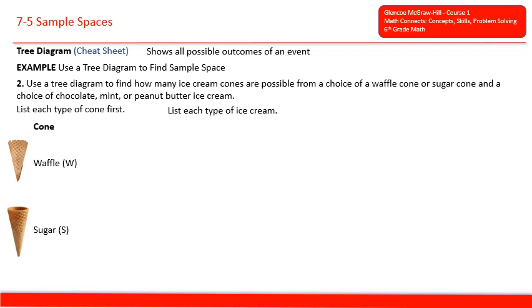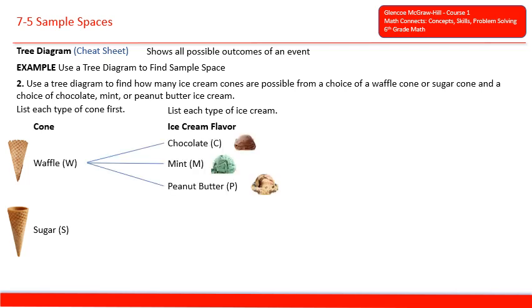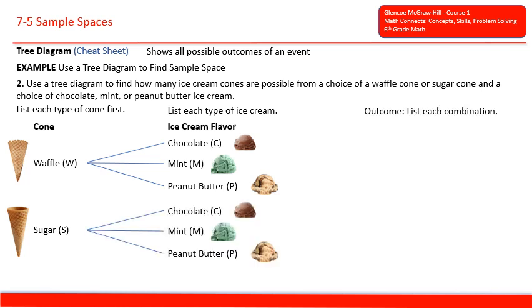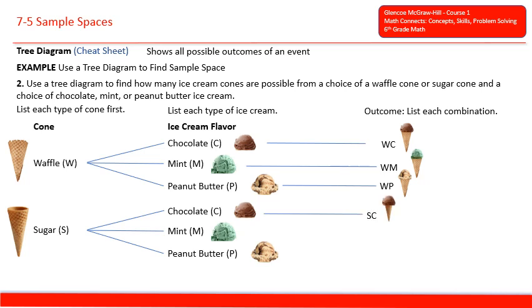List each type of ice cream. Ice cream flavor, we have chocolate, mint, and peanut butter. And now we'll list the outcomes. So we'll list each combination. We have waffle cone and chocolate, waffle cone and mint, waffle cone and peanut butter. Then we have a sugar cone and chocolate, sugar cone and mint, and sugar cone and peanut butter.